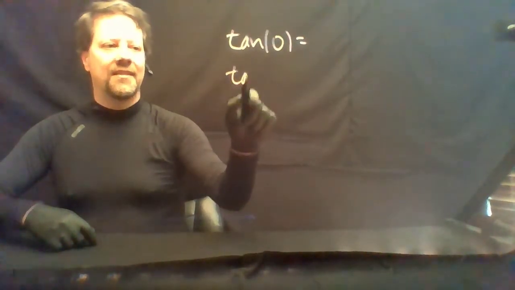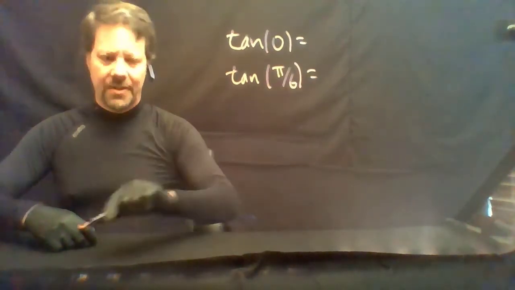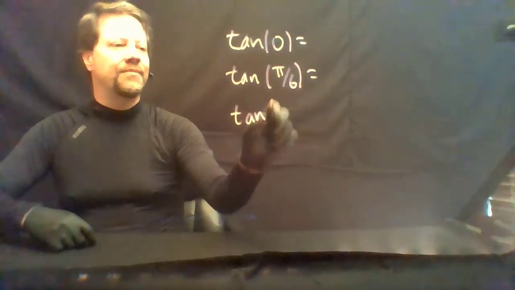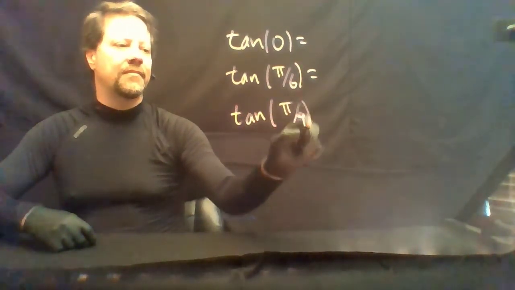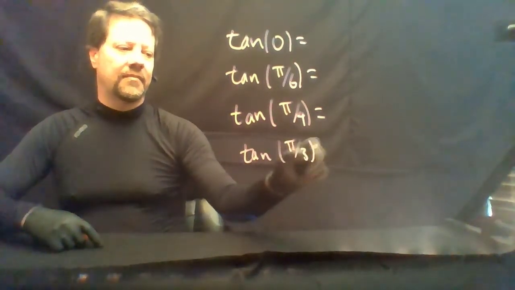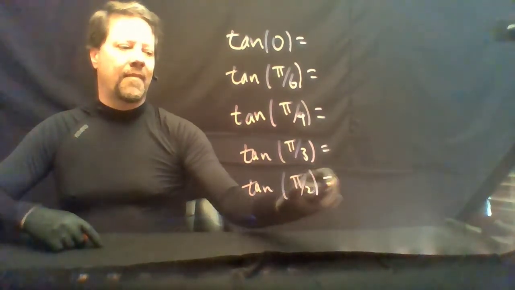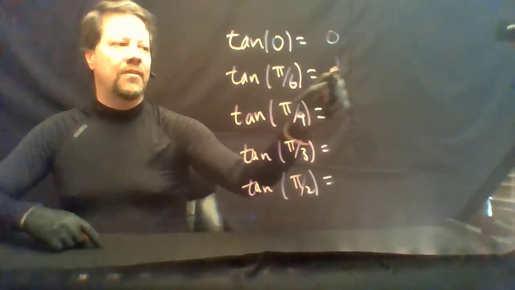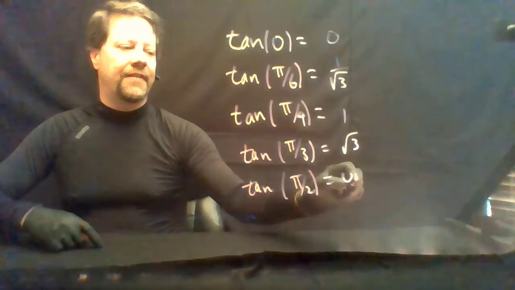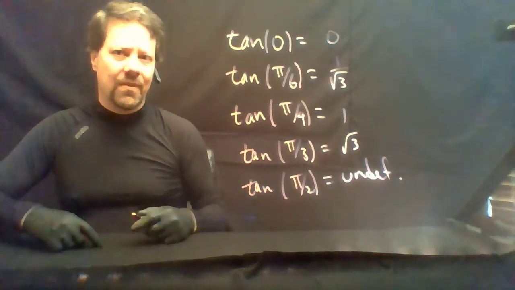For tangent, the values go in increasing order, just like the graph, always increasing between negative pi over 2 and pi over 2. Zero, 1 over root 3, 1, root 3, and then undefined. These go in increasing order.